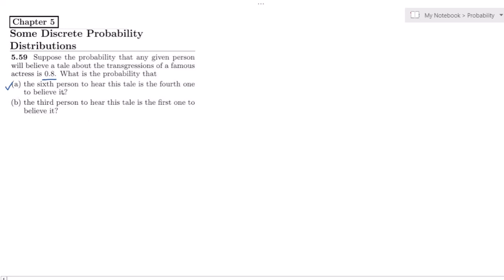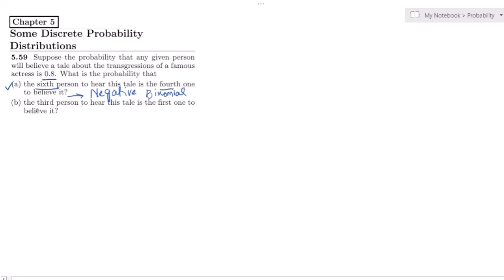Okay, so in solving these types of questions, what do we have to do? First of all, we have to recognize which probability distribution we have to use. So in part A, it can be very clearly seen that this is the problem of the negative binomial distribution. Why? Because here we have different successes, or different events, that have taken place, and one of those events has been fixed at some position, such as the sixth person is the fourth one. Okay, so this is the negative binomial distribution.